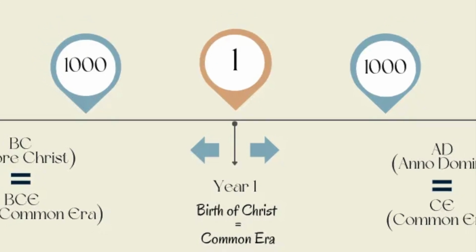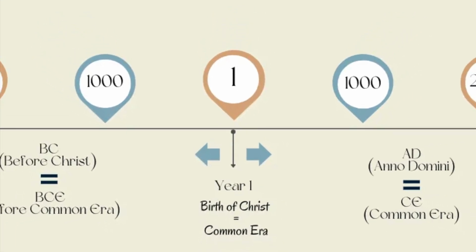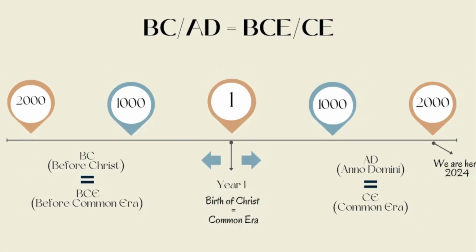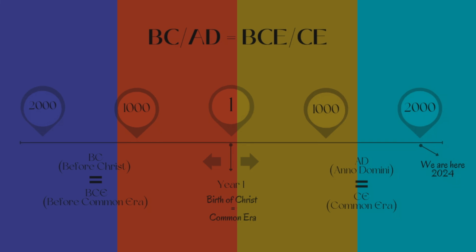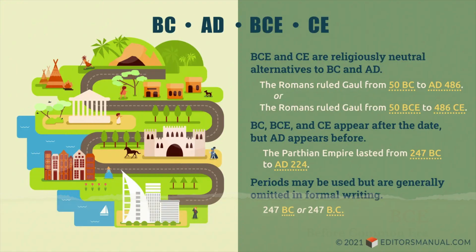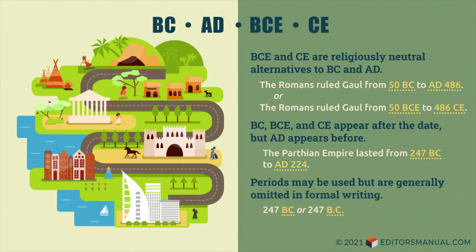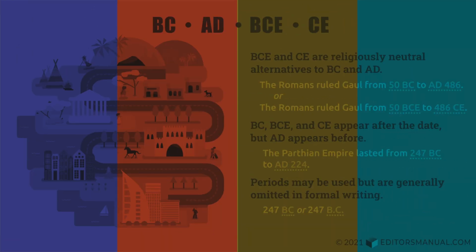Some people wanted a system that didn't refer specifically to religion. That's where CE and BCE come in. BCE means before Common Era, basically the same as BC. CE means Common Era, same as AD. So they are just new labels on the same old timeline.